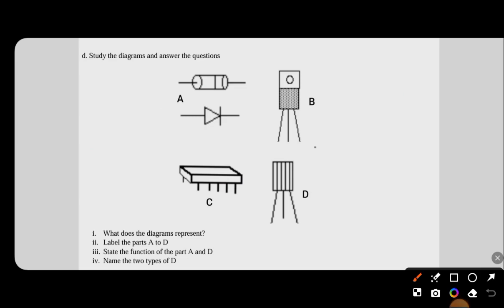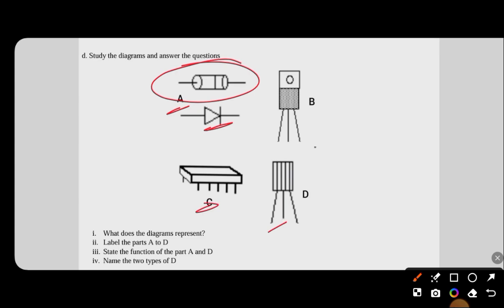The second part: what do the diagrams represent? The diagrams represent electronic components, and they are labeled A to D. A is a resistor. This is the symbol, and this is how the real life resistor looks. B is a field effect transistor. C is an integrated circuit. And D is a bipolar junction transistor.